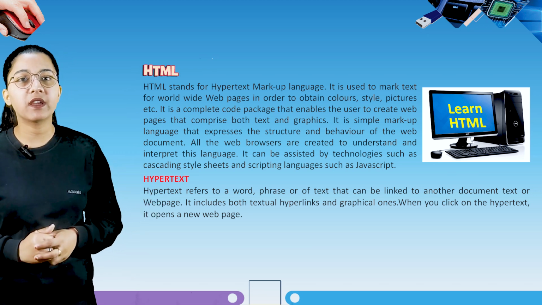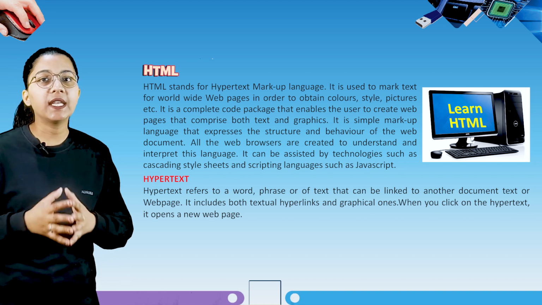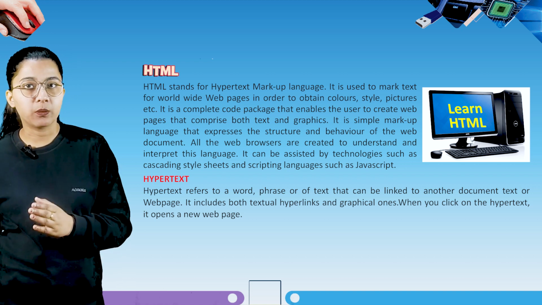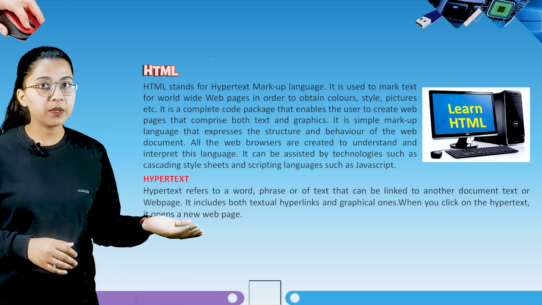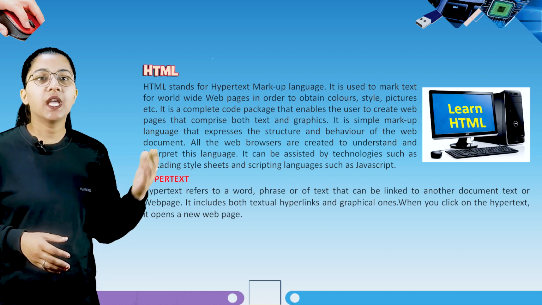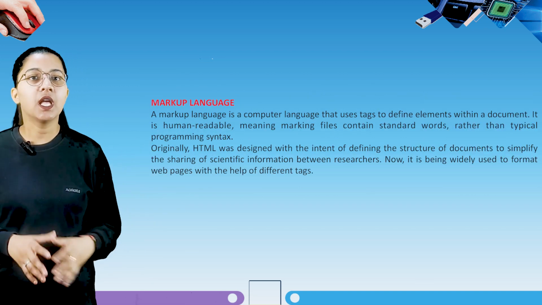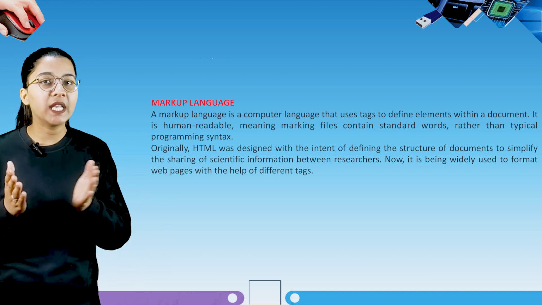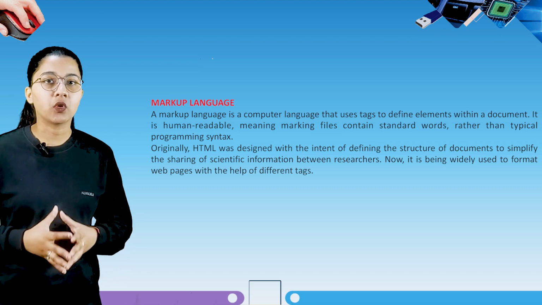So hypertext refers to a word, phrase or piece of text that can be linked to another document, text or web page. It includes both textual hyperlinks and graphical ones. When you click on the hypertext, it opens a new web page. Now next is markup language. A markup language is a computer language that uses tags to define elements within a document.